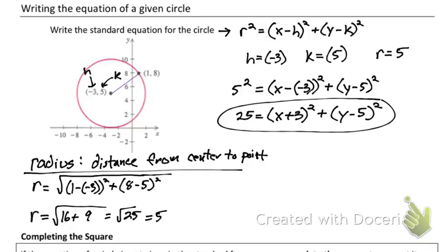So our radius is just the distance from the center to a point that's given to you. That is what we needed to calculate. And we just used the distance formula: x sub 2 minus x sub 1 squared plus y sub 2 minus y sub 1 squared.